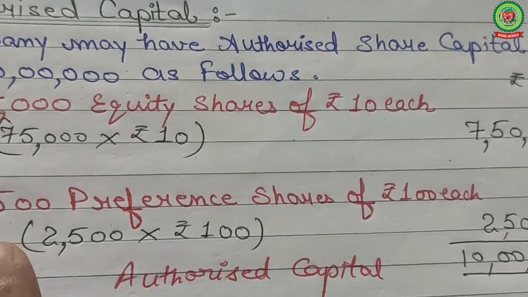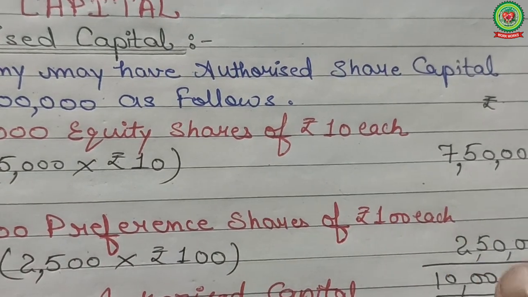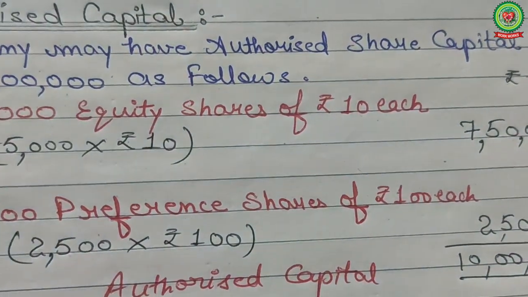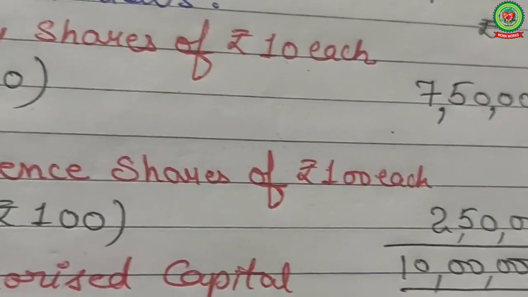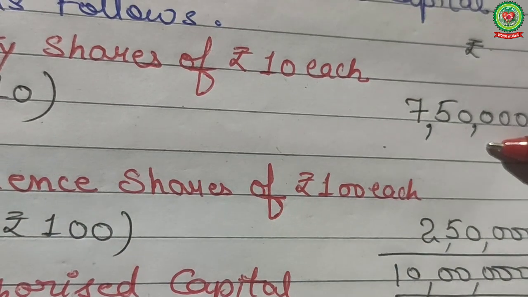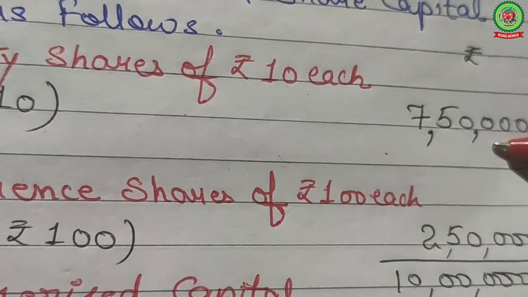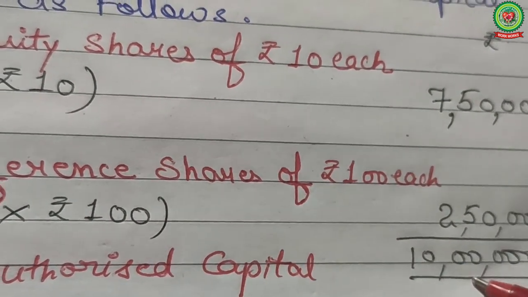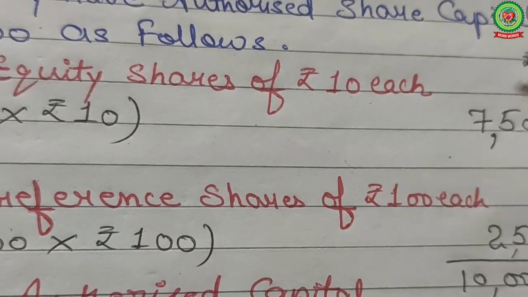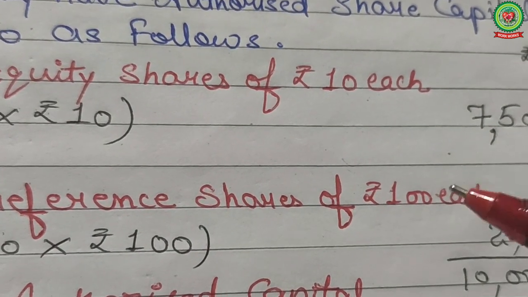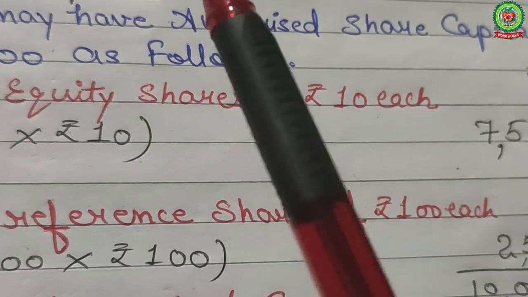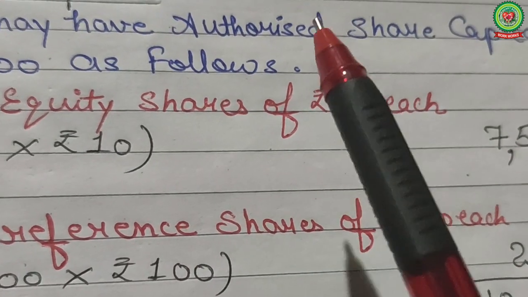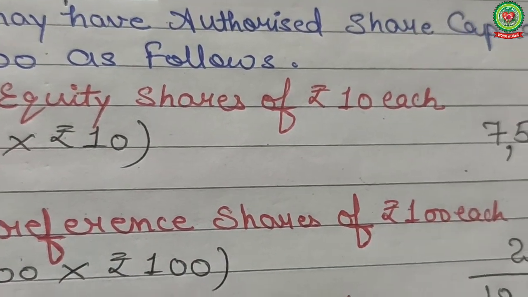And the next unit available here, 2,500 preference shares of 100 each. 2,500 multiplied by 100 is equal to 2,50,000. So here see, total authorized capital: 7,50,000 of equity and 2,50,000 of preference. Total is 10 lakhs. So the authorized capital of the company here is 10 lakh total, and it is the company law's rule not to issue shares beyond the authorized capital, any amount.